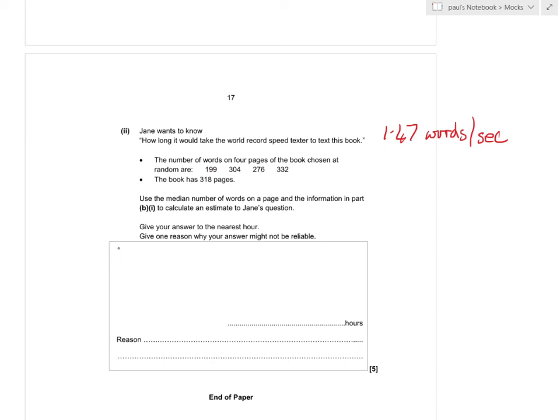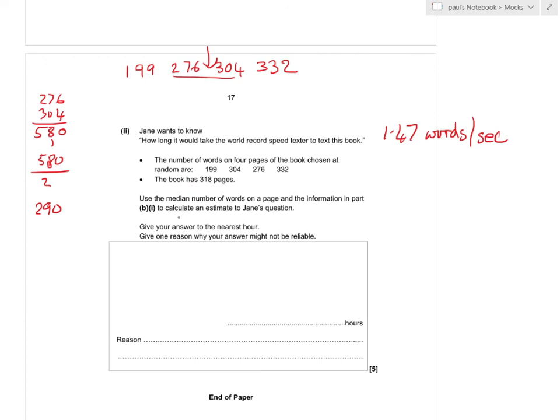So I'm going to put them in order first: 199, 276, 304, and 332. The median is in the middle, so I need to add these two and divide by 2. 276 and 304 is 580. 580 divided by 2 is 290. So here's the median, 290 words.